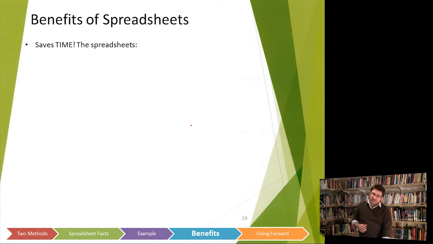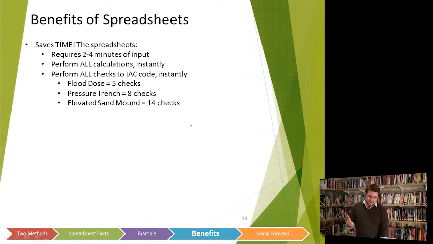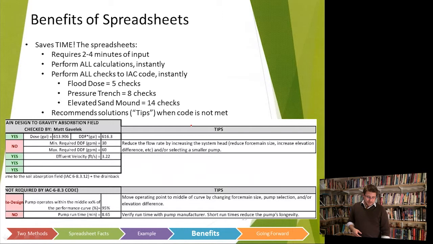The spreadsheet will save time. It just requires 2 to 3 minutes of input, and it performs all calculations instantly. It performs all checks to Indiana code instantly. You can see with the elevated sand mound, that's 14 checks that it just does for you automatically. And it also offers recommended solutions.